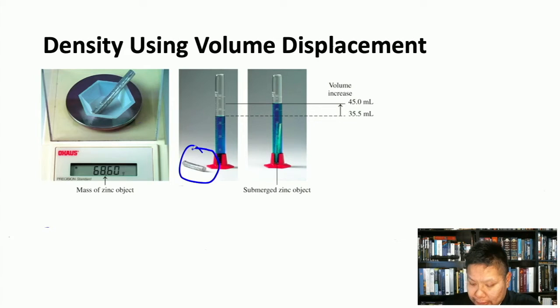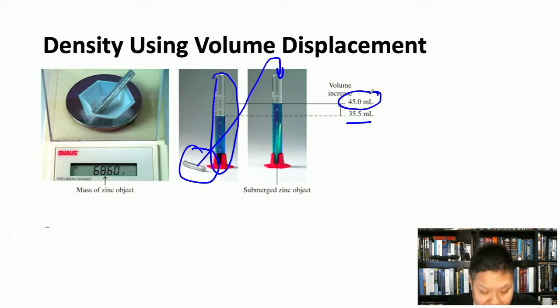into a graduated cylinder, right, where you already have a known volume. Here the volume that you know is 35.5 milliliters, right? But then you add in the zinc into the graduated cylinder and it actually displaces the water to 45 mils. So all you really have to do then is to figure out what the volume of that zinc actually is, figure out what the change is, right?